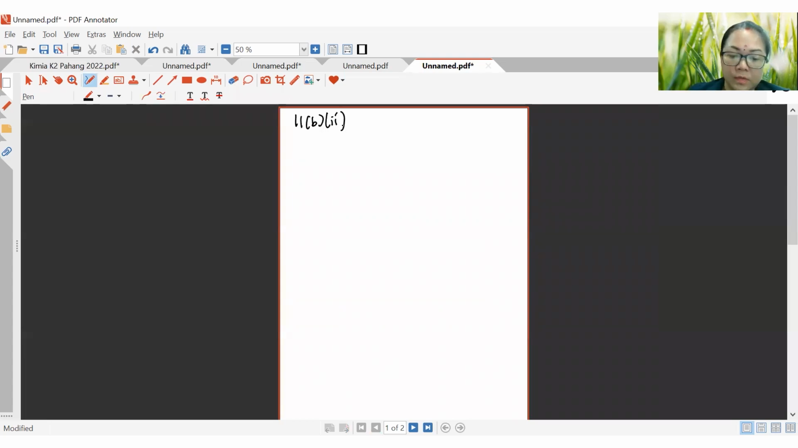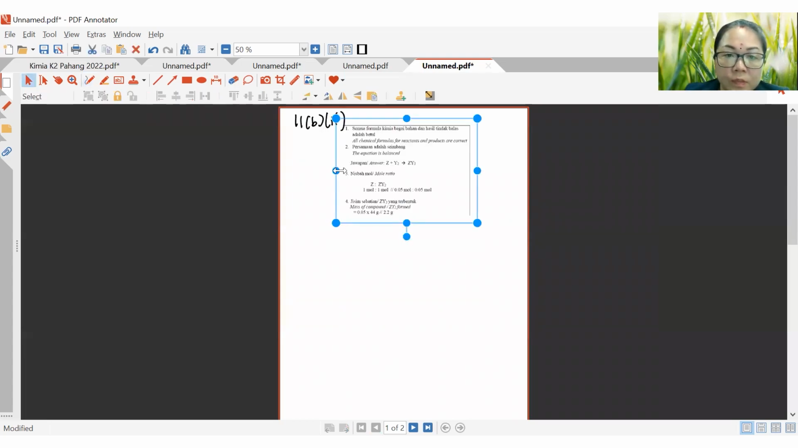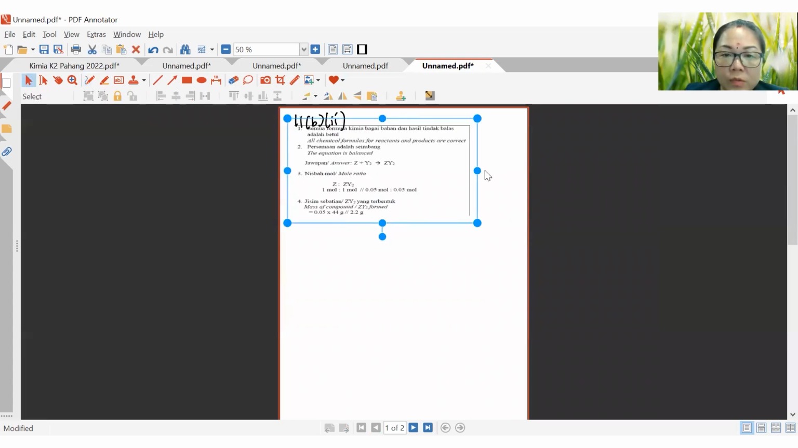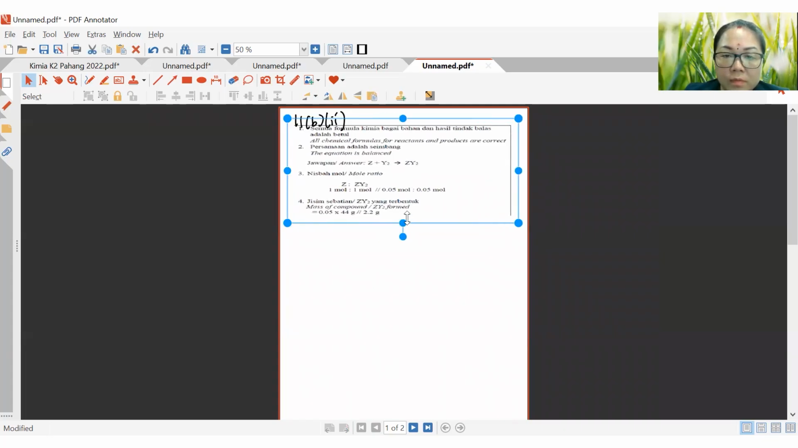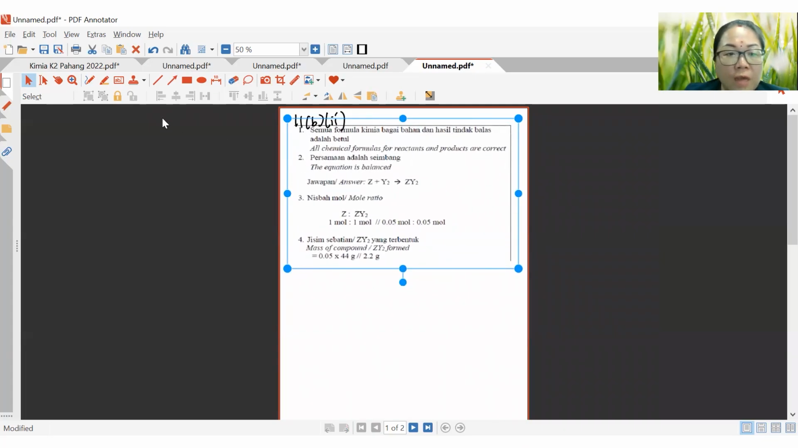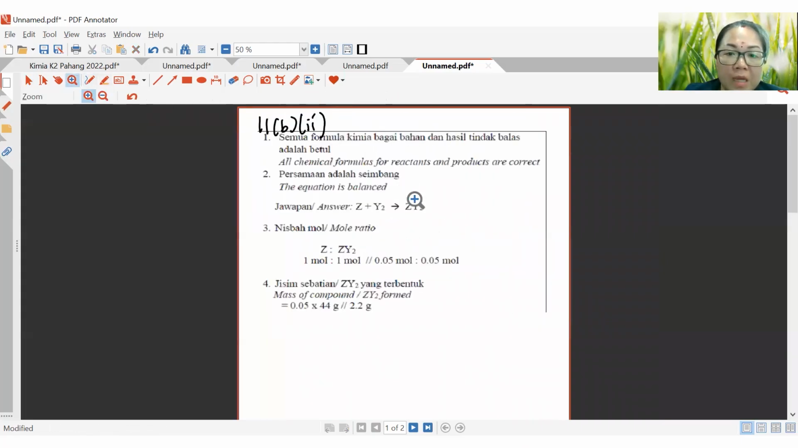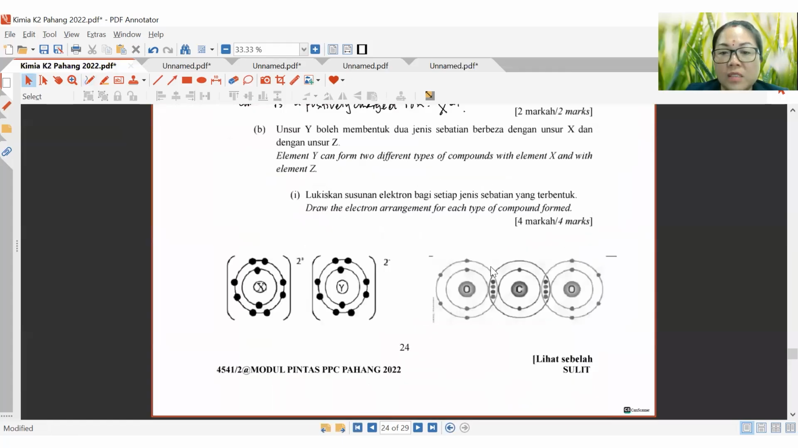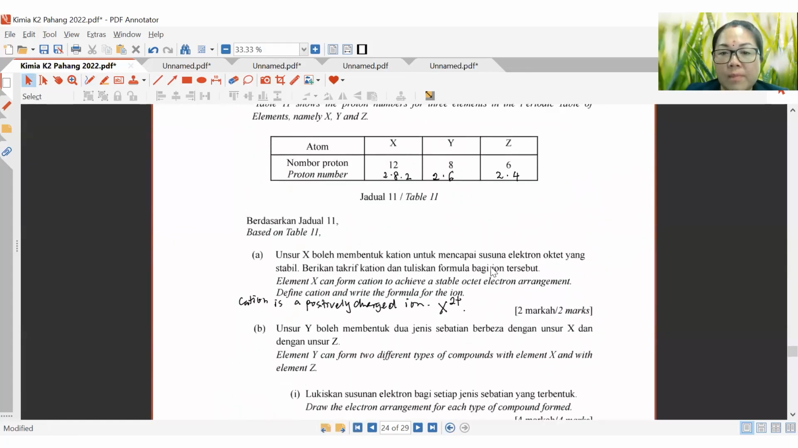11B2. Okay. So this is what you should be the one. Oops, sorry. So your chemical equation has to be a balanced one. Okay, Z plus Y2, you get ZY2. Now, if you want to put other things, you have to make sure it must be the one with the same type of electron arrangement.